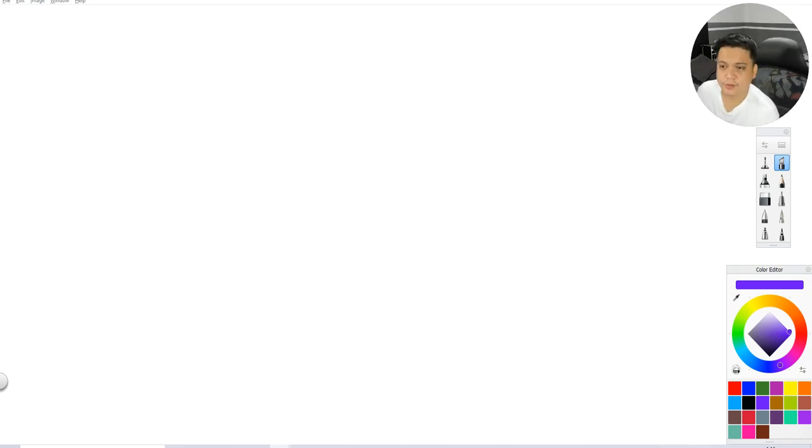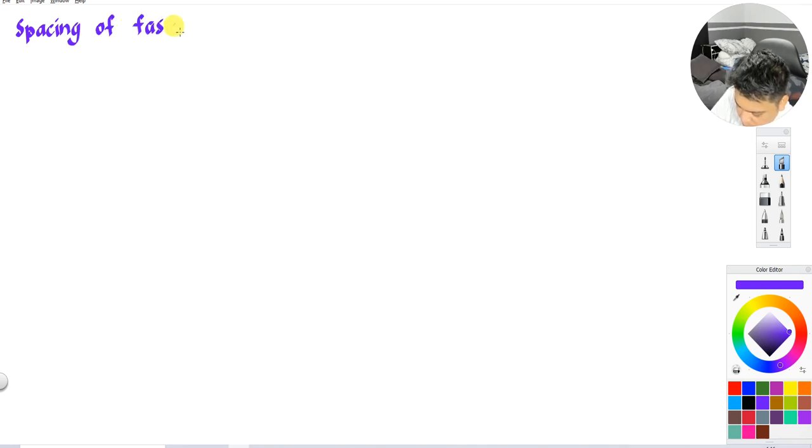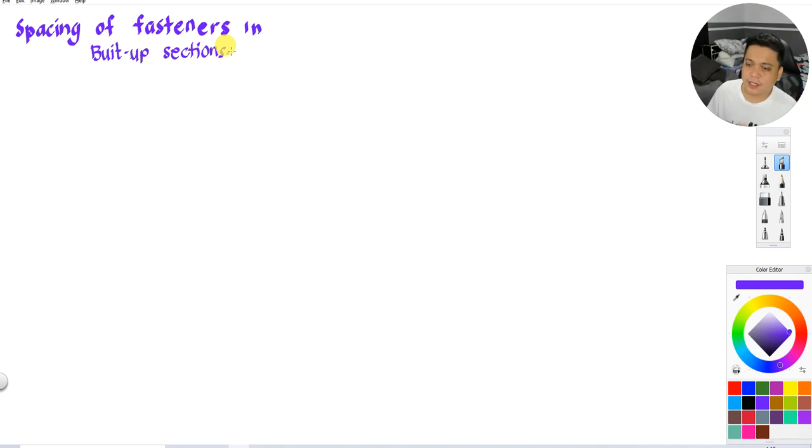Okay. So our topic next is the spacing of fasteners in built-up sections. Okay. Unahin natin, ano yung fasteners na tinatawag.